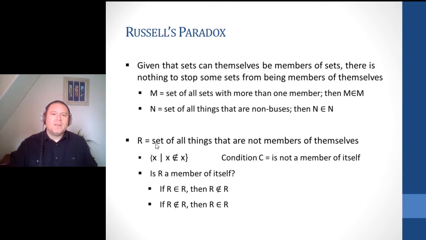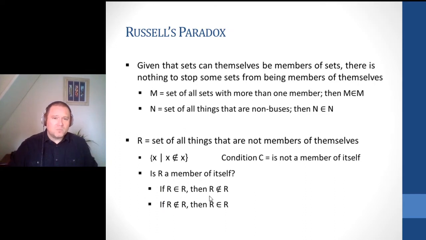Here's the problem. So we've got our set R. Is R a member of itself? Well, if R is a member of itself, then it can't be, because R is defined as the set of all things that are not members of themselves. So that's bad. In contrast, if R isn't a member of itself, then it must be a member of itself, because again, R is the set of all things that are not members of themselves. So R would be a thing that's not a member of itself, so that would then have to be a member of itself. So no matter what you do, you end up in a contradiction.